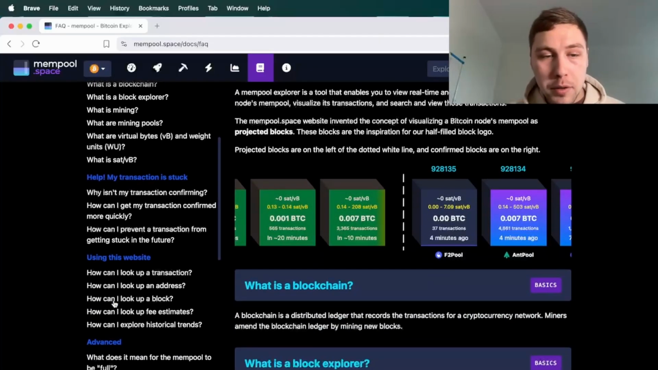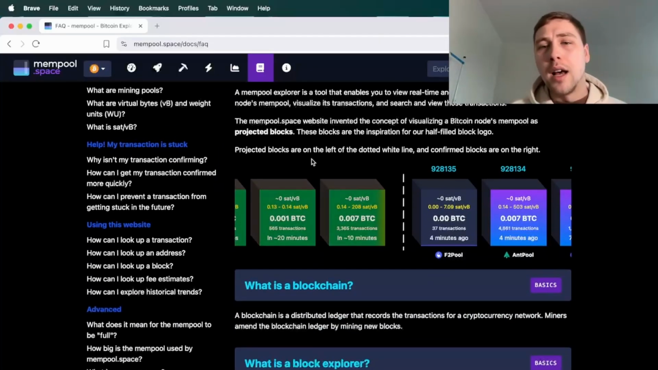So how can I look up a transaction? How can I look up an address? Just to answer it, you can put in your address here, you can put in your transaction ID here. You can put a lot of things to do with Bitcoin into here and see your transactions.